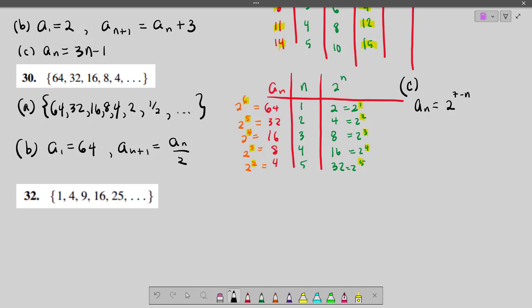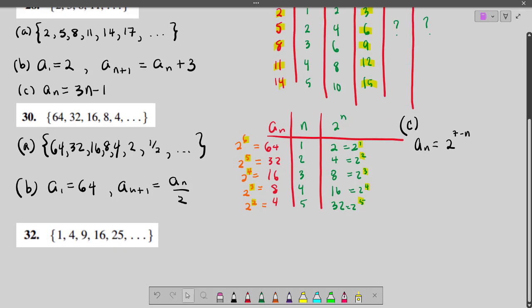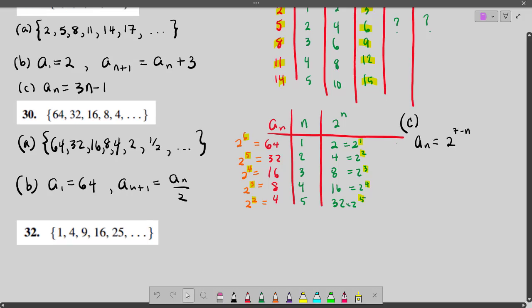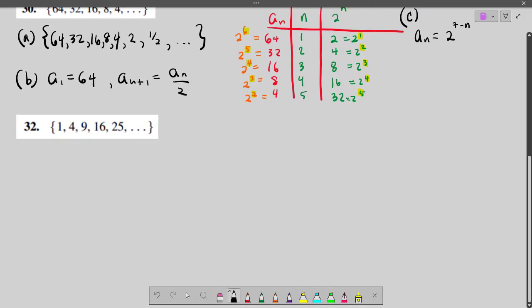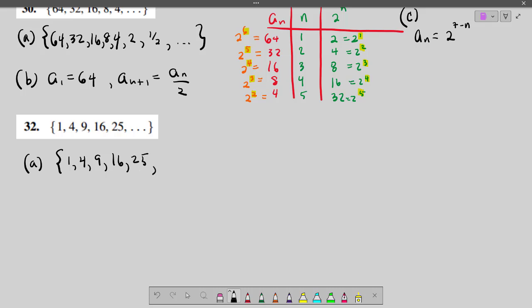So for these first two, we found writing the recurrence relation easier than writing the explicit formula. How about this one here? For this one, certainly the terms are suggestive. What do you think the next term is going to be? 36. Term after that? 49.